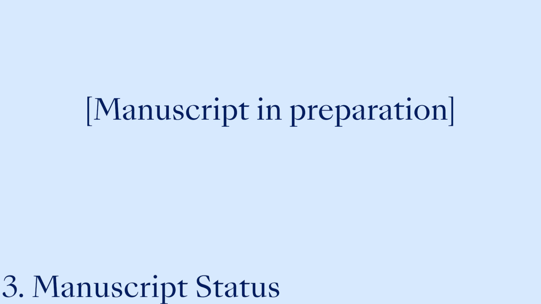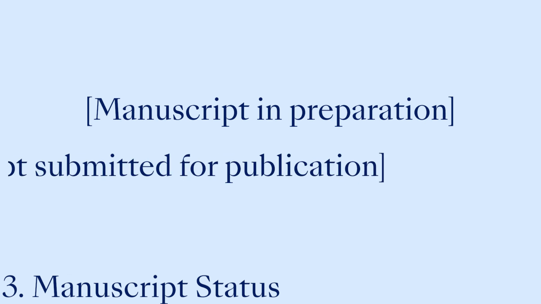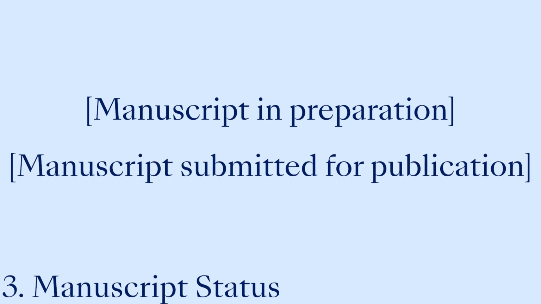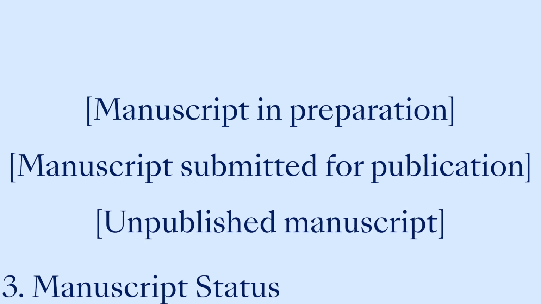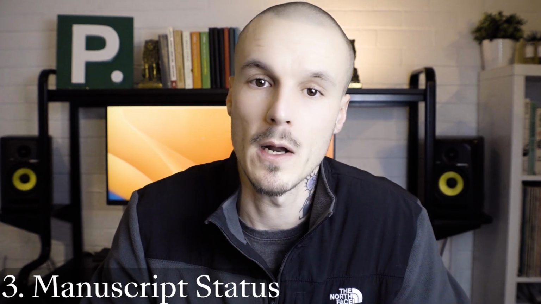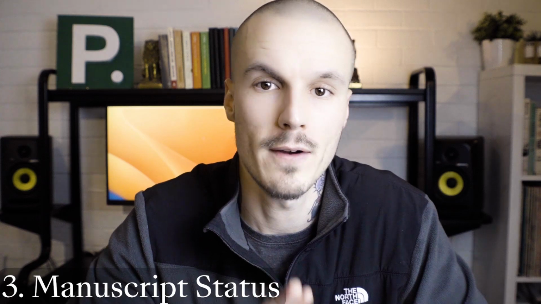Usually it should be "manuscript in preparation" for an in-progress paper, "manuscript submitted for publication" for a paper that has been submitted to a publisher but hasn't yet been accepted for publication, or "unpublished manuscript" for a finished work that has been rejected by a publisher or that the author chose not to publish. If you're not sure which one applies, ask the paper's author for clarification.